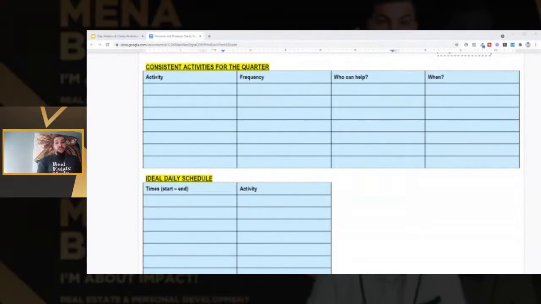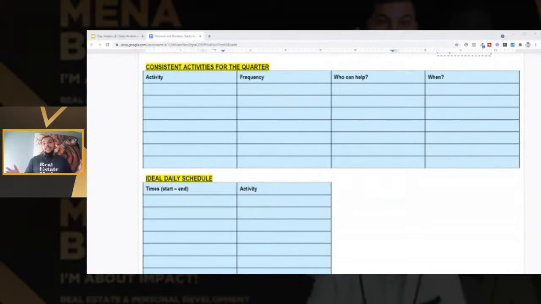Which then takes you to the bottom part of the sheet, which is really your daily schedule. Okay, in order for me to get these activities done, what does my daily schedule need to look like? So if you have things that frequency-wise need to get done on a daily basis, then you have to be doing those things every day, right? So you want to put together an ideal schedule for yourself that would allow you to accomplish these scheduled activities on a daily basis or weekly basis or what have you.